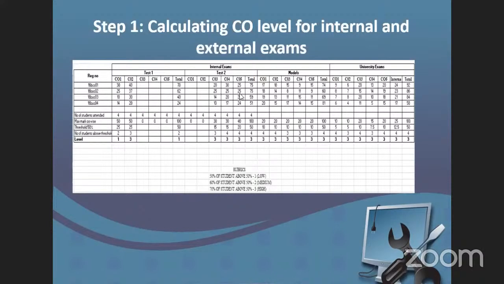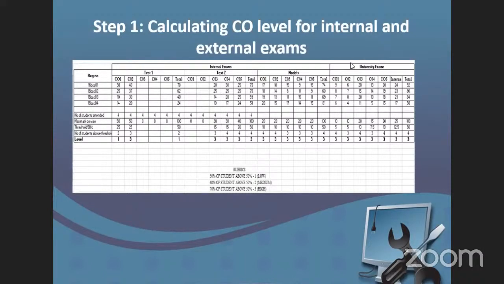Here it is 50-50. Here CO3, 4, and 5 are covered, so I am assigning 30, 30, and 40. This is purely based on the subject handler, meaning this fixation of the percentage of marks for each CO. For CO3, I have fixed 30 marks. For CO4, I have fixed 30 marks. For CO5, I have fixed 40 marks. In any case, the total should be 100. So 30, 30, 40: 60 plus 40, 100.